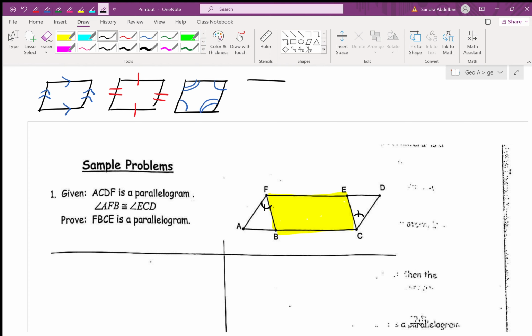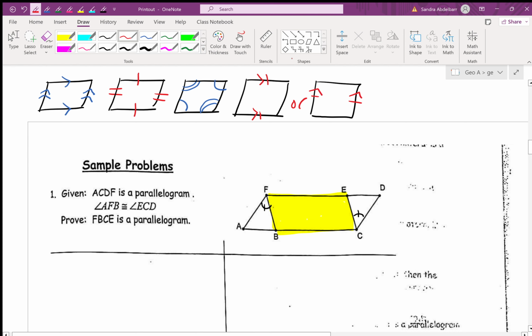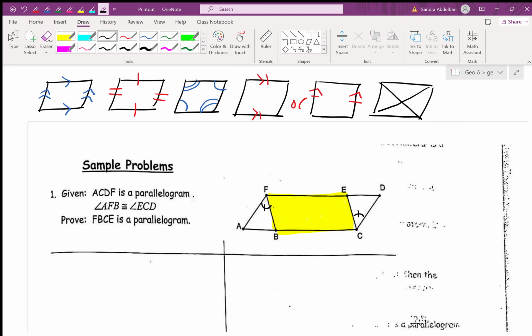What's another way of proving a parallelogram? Michael. Good. One pair of opposite sides both congruent and parallel, so we could do this or this. All right, one more way. What's the last way of proving a quadrilateral is a parallelogram? Maya? Good. The diagonals bisect each other. All right, so for this yellow highlighted figure, we need to show one of these, and then we would be able to say it's a parallelogram.